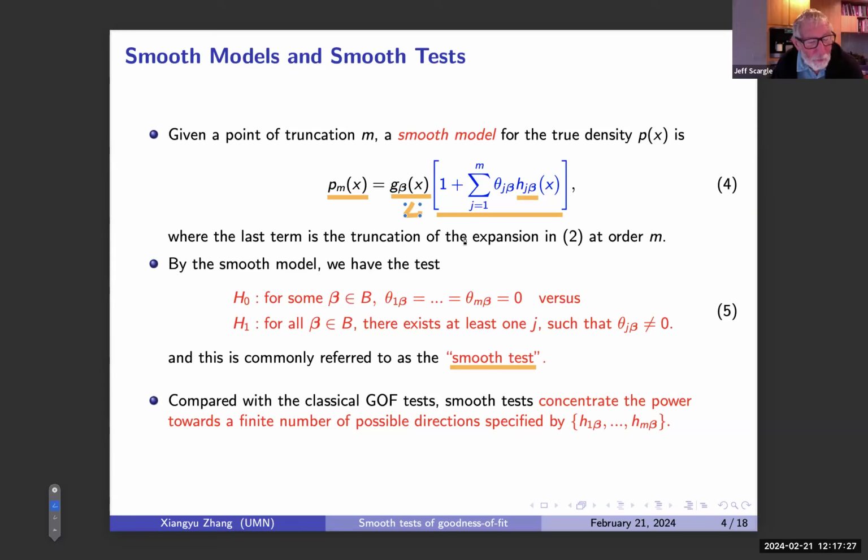So do I understand correctly that when you talk about smoothing here, you're really referring to the model and not something that's done to the data ahead of time? Is that correct? Correct. So far we don't talk about data, so it's okay.